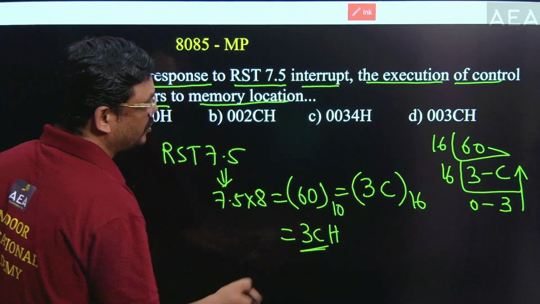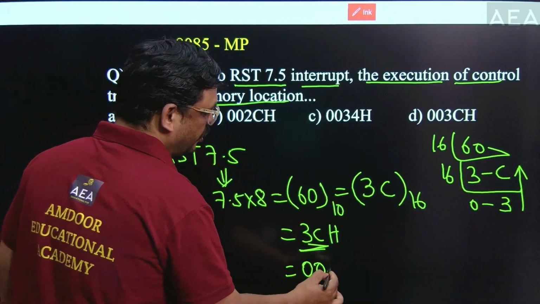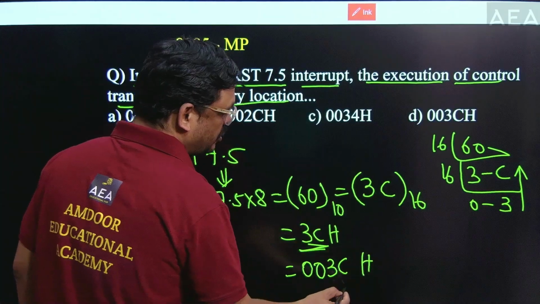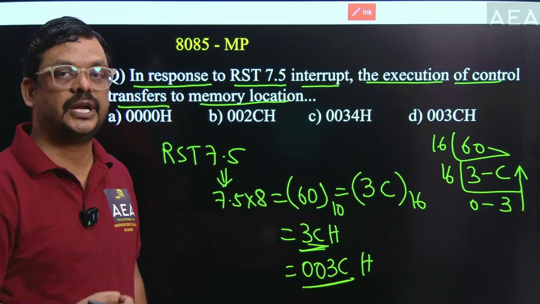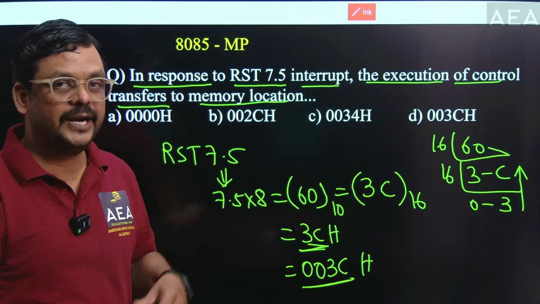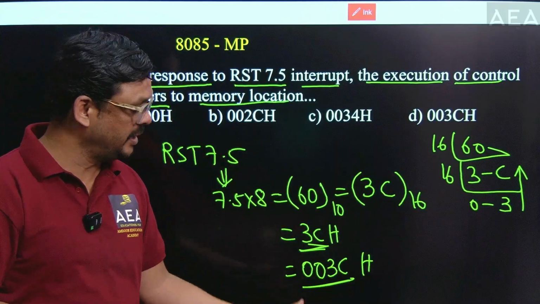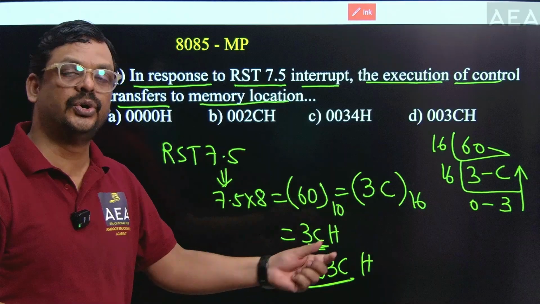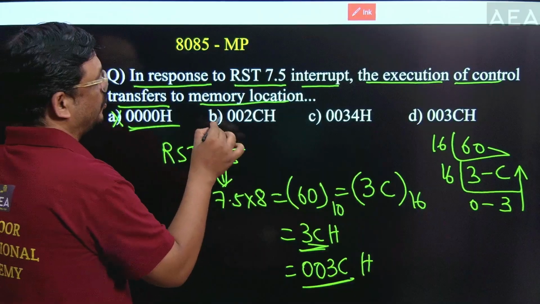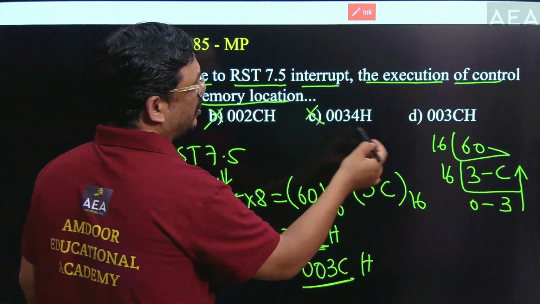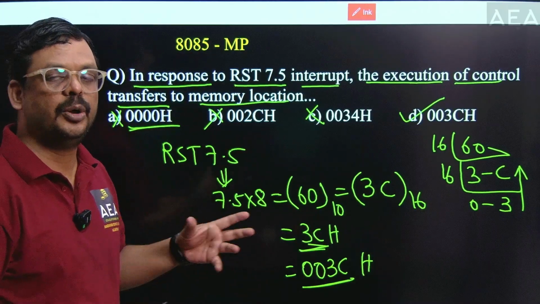This is the address location, and this address location we have to write like this: 003CH, because we always write in 16-bit format. The 8085 microprocessor has a total of 16 address lines, so the complete address is defined in terms of 16 bits. The 16 bits in hexadecimal give 4 digits. The 4-digit address location is 003CH. Then go through the options. This one is wrong, 2CH is also wrong, 34 is also wrong, and option D, 003CH, is correct. So based on the given question, option D is correct.